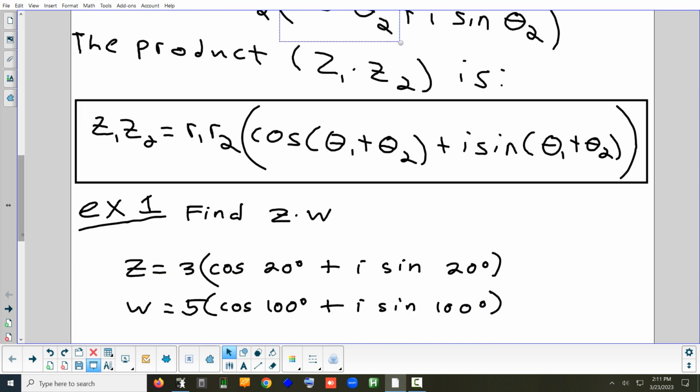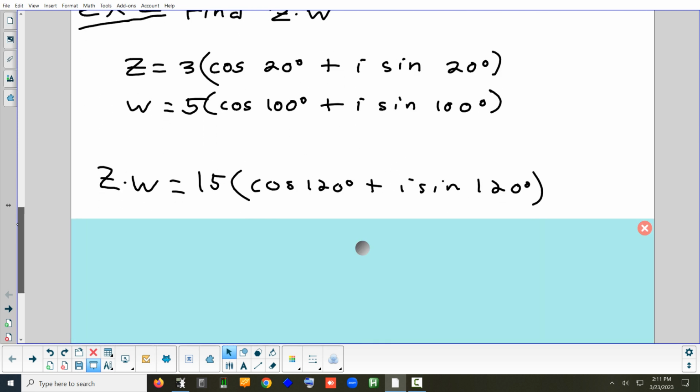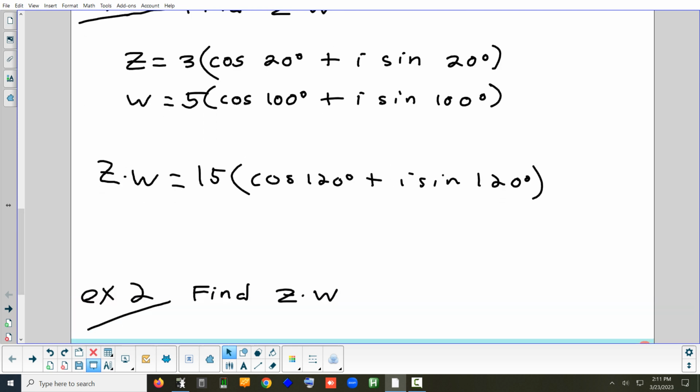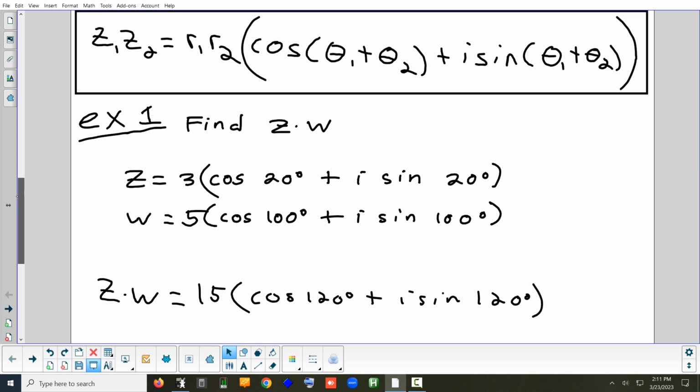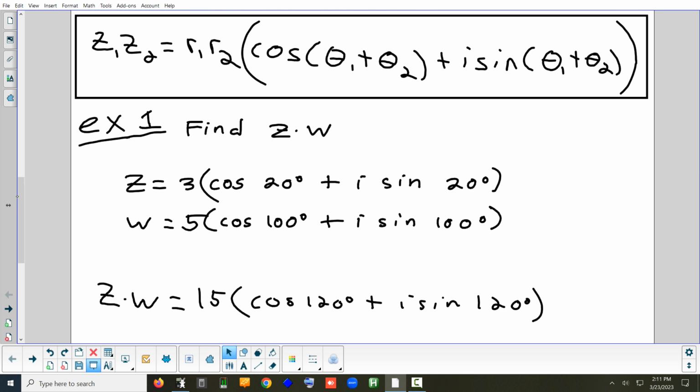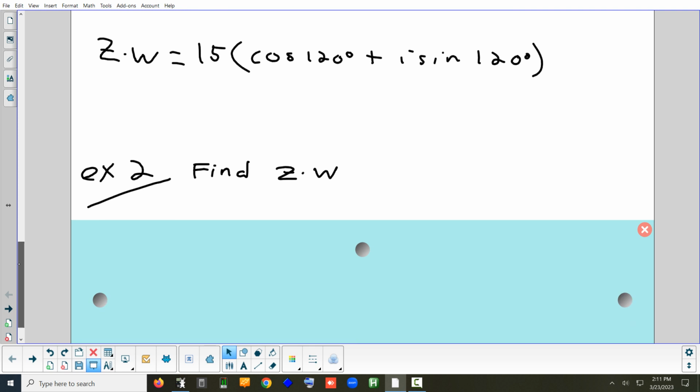Any question on that one? I think I got one more with z times w. We'll do one more with z times w, and then we'll do z divided by w. Well, if you can do z times w, you can probably guess what the formula is for z divided by w. It's almost the same thing.